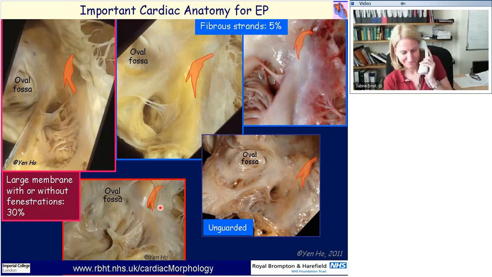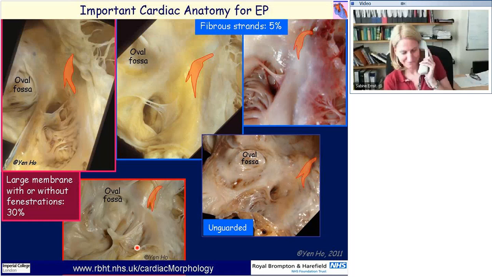What about the Thebesian valve? Well, it takes various shapes and forms. Sometimes you have no Thebesian valve, unguarded, which is quite rare. But more often you will have a membrane with varying degrees of fenestration, or you may have strands. And very rarely you come across one of these situations where you have a large flap forming that Thebesian valve.